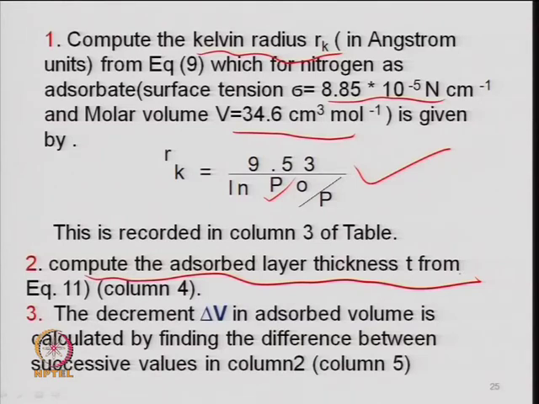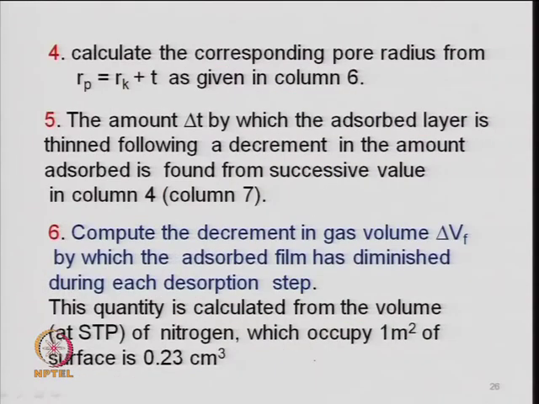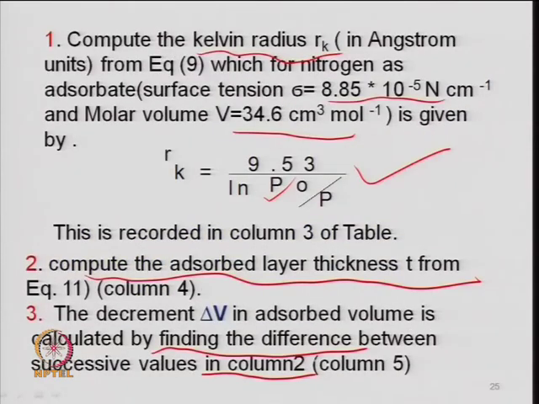Once this is known, you calculate the decrement in the adsorbed volume, because when there is vaporization the volume is decreasing, which I have talked about earlier, relating V and V plus delta V to the radius, 4 by 3 pi r cube of a sphere. So, change 4 by 3 pi r plus delta r whole cube. You can very easily calculate this by finding the difference between the successive values in column 2, and that has been shown in column 5. So, basically what I am showing here is the decrement in the adsorbed volume.